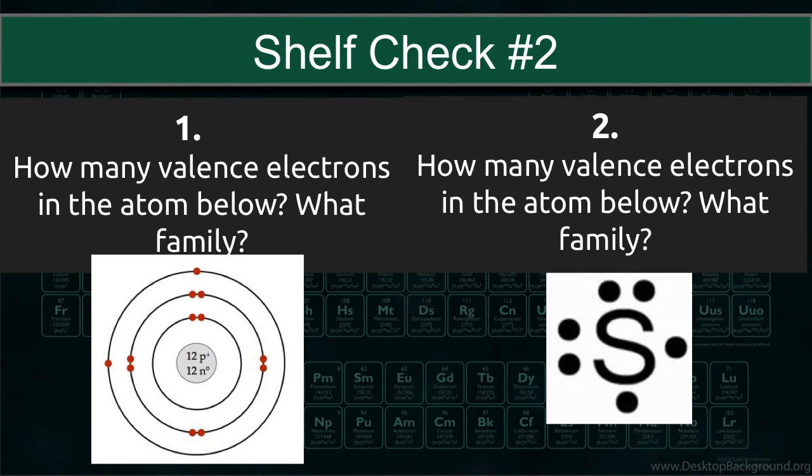Final check-in here. See if you can answer it. We'll go over the answers on the next slide. So in this element, I see 2 valence electrons. That means it's an alkaline earth metal. And this one I see 2, 4, 6. 6 means it's a nonmetal.